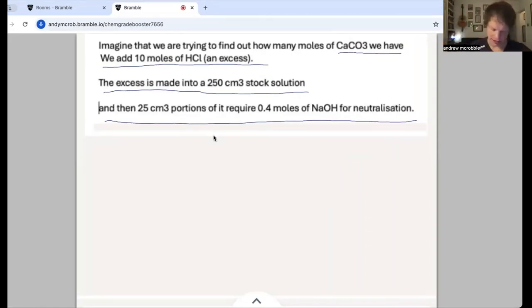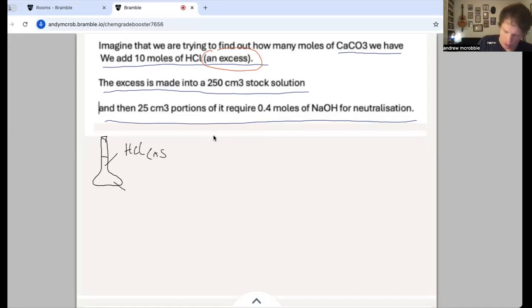But let's spot two things. Number one, they say excess. Number two, there are going to be two separate reactions here. So let's just draw out exactly what's going on. So we have this volumetric flask, right? And in there, we've got our hydrochloric acid, which is in excess. We've also got our calcium carbonate. Now, it's our calcium carbonate which we're trying to work out, okay?